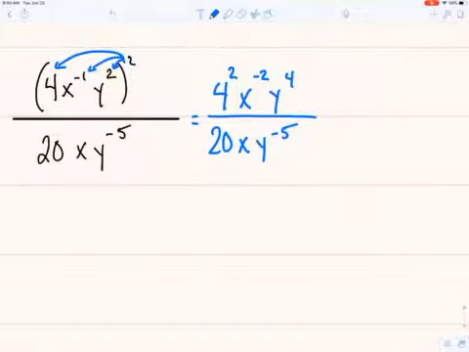And just because I want to save a little bit of space, this 4 squared right here, I'm going to go ahead and take 4 squared out and just make that 16, because I think we can all follow that. 4 times 4 is 16.